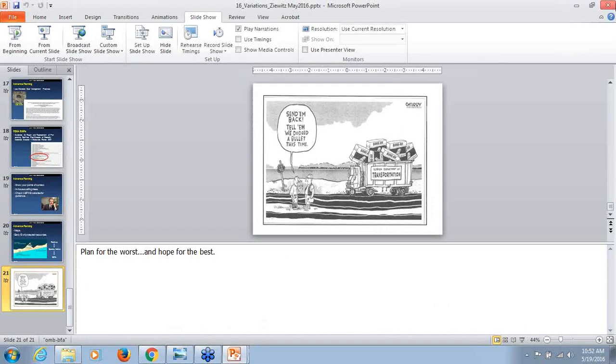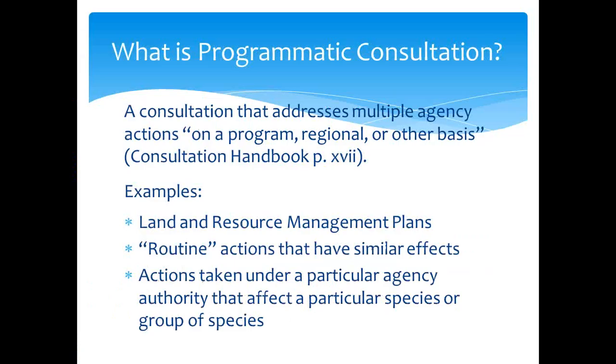I think we're at the end. Well, what is a programmatic or other basis? How can we define a programmatic? Federal land and resource management plans. These are the big guidance documents that govern projects for the next 10 years for a chunk of federal lands.